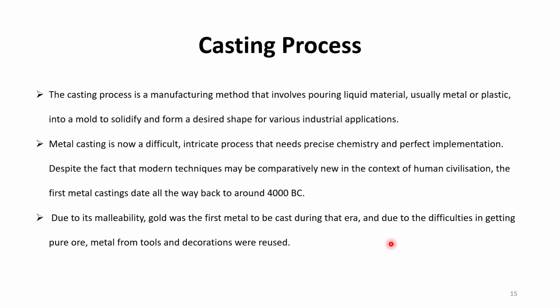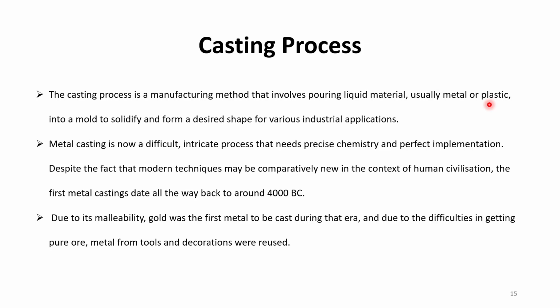Now the definition. Casting process is a manufacturing method which involves pouring liquid metal, usually metal or plastic, into a mold to solidify and form a desired shape for various industrial applications. So only metal and plastics. Why not ceramics? Because ceramics have very high melting temperatures, and to hold those at very high temperatures you require refractories, which is not an easy task. That's why ceramics are mainly made using powder metallurgy or some other routes.